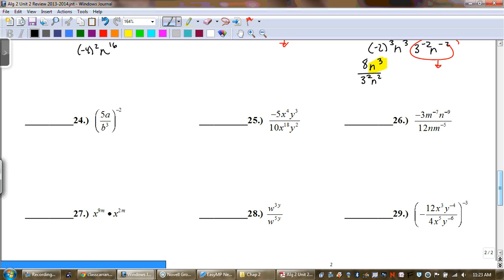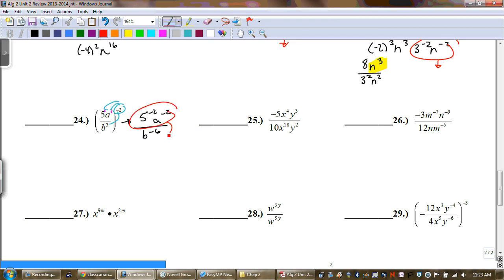Okay, so for 24, can we simplify the inside? We can't. So we're going to distribute that to everything. And we get 5 to the negative 2, a to the negative 2, b to the negative 6. Okay?